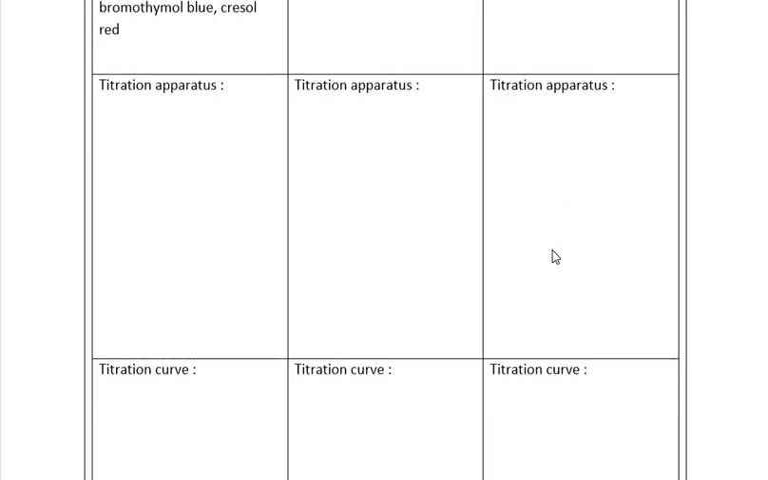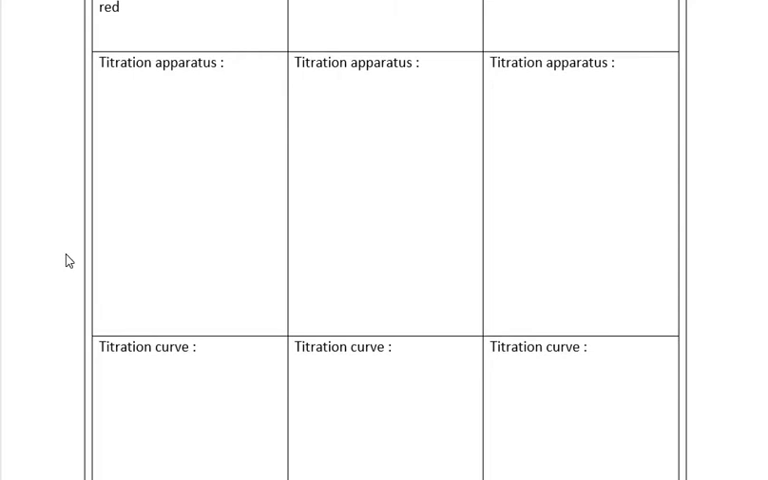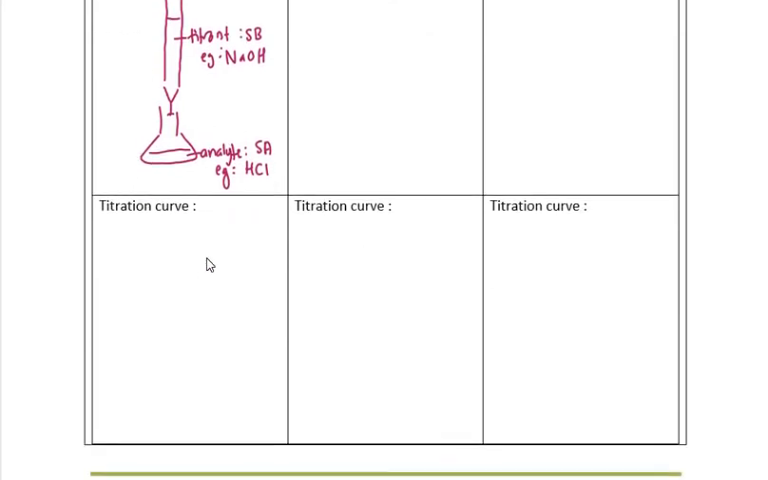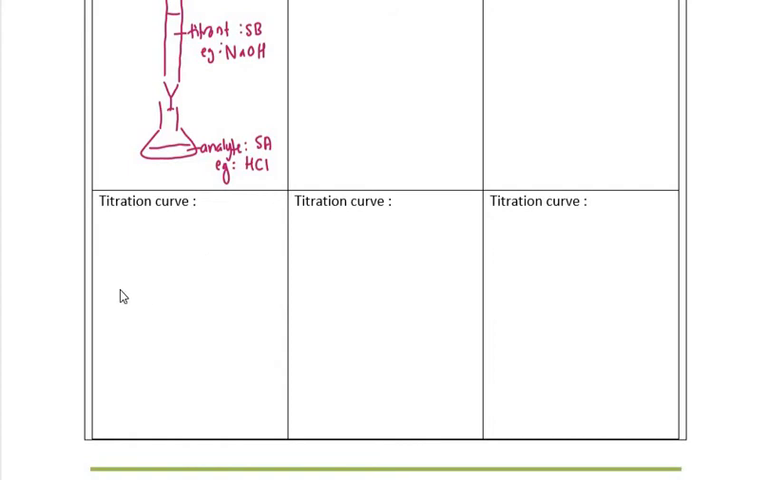Look at the first type, which is strong acid and strong base. Let's say I have the apparatus, burette and conical flask. The titrant is a strong base and your analyte is a strong acid. For example, this is NaOH, and your strong acid here is HCl. From this titration diagram, we can sketch a graph for the titration curve.